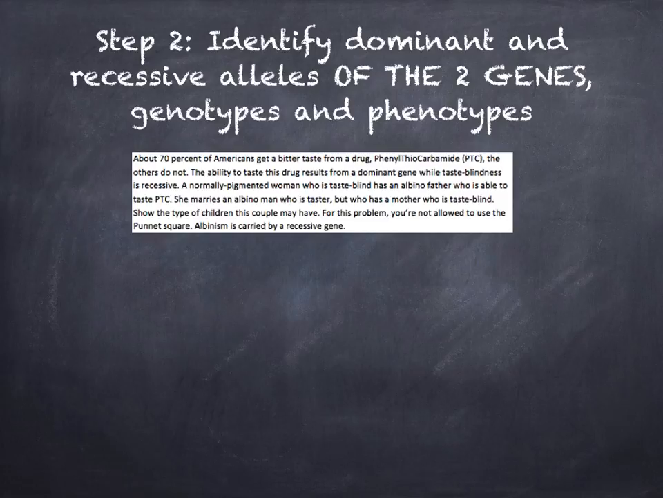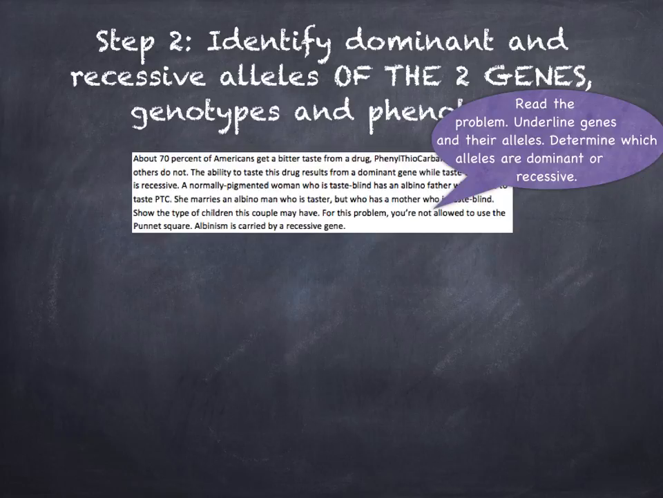So the second step in the problem is to identify the dominant and the recessive alleles of the two genes, and after that to determine the genotypes and phenotypes that are related to these genotypes. So at this moment, you should read the problem and underline the genes and their alleles. Then you should try to determine which ones of the alleles are dominant and which ones are recessive.